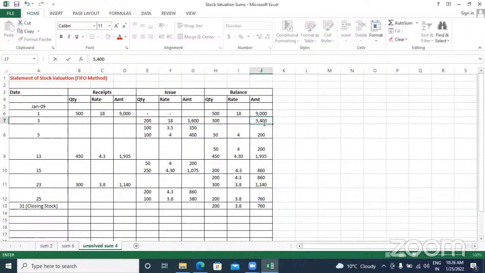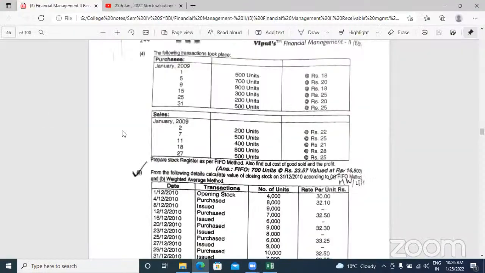5,400 divided by 300 is what? 18. Same 18, correct. Okay, this was the second date. Now the fifth date, after the second. What happens on the fifth date?